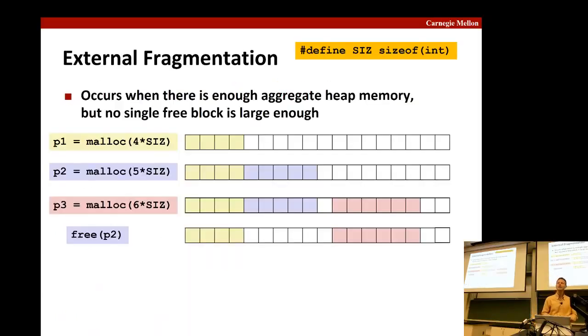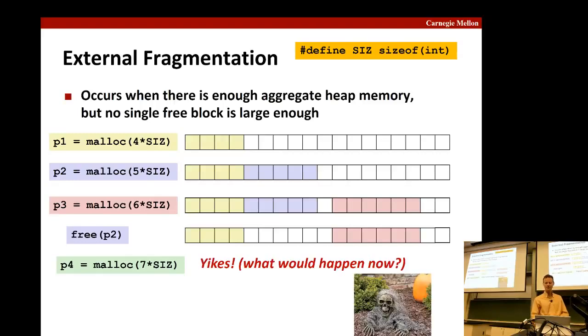All right, let's talk about the other type of fragmentation, which we call external fragmentation. Remember our example from before. We've allocated this 4, we've allocated this 5, we've allocated this 6. It needed to be aligned. We freed the 2, and so this is the state of our memory. And now a malloc wanting 7 words comes along. From an allocator's perspective, this is a yikes moment.